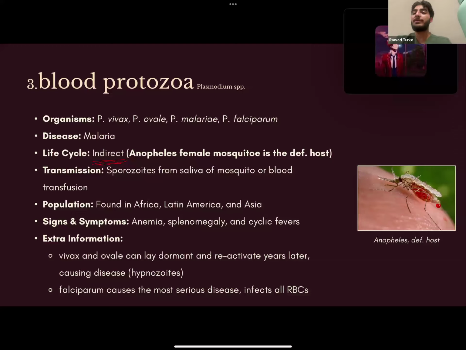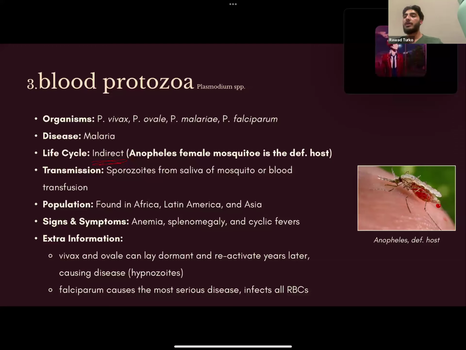So how is it transmitted? It's transmitted through sporozoites from the saliva of the mosquito or a blood transfusion. Now the blood transfusion is very rare. More commonly, of course, you would see it from the saliva of the mosquito. So when a mosquito bites you, sometimes it might be infected with Plasmodium, and it may release these sporozoites inside of the saliva.